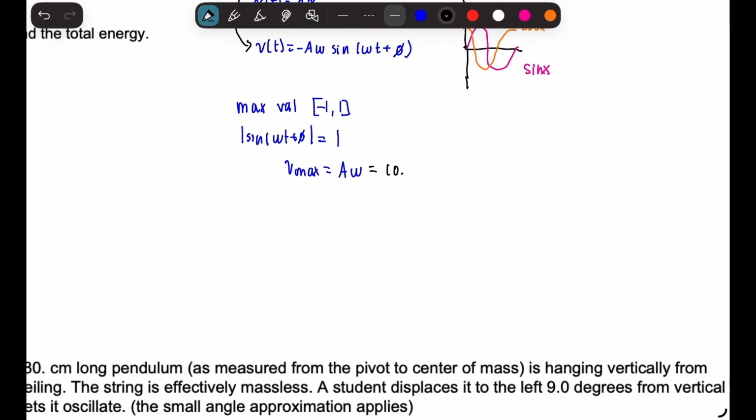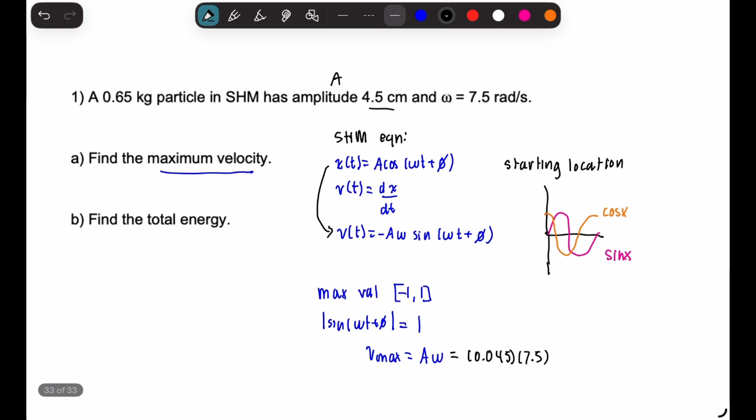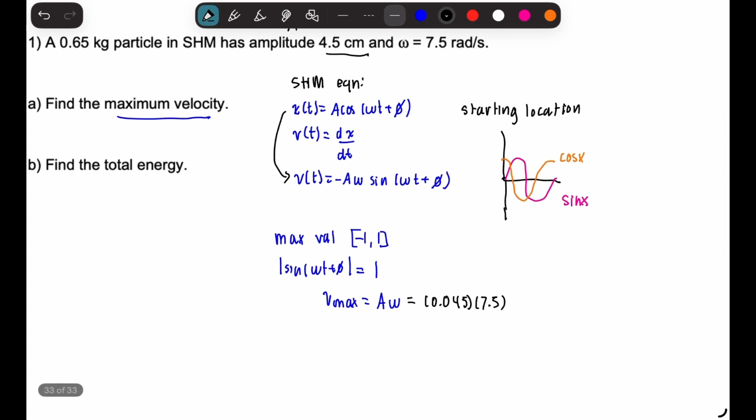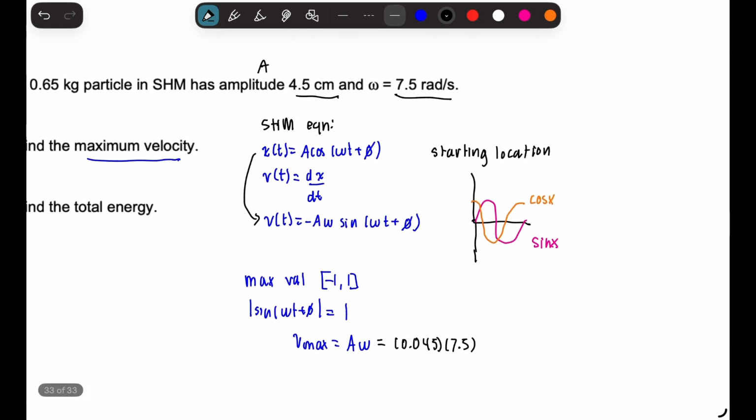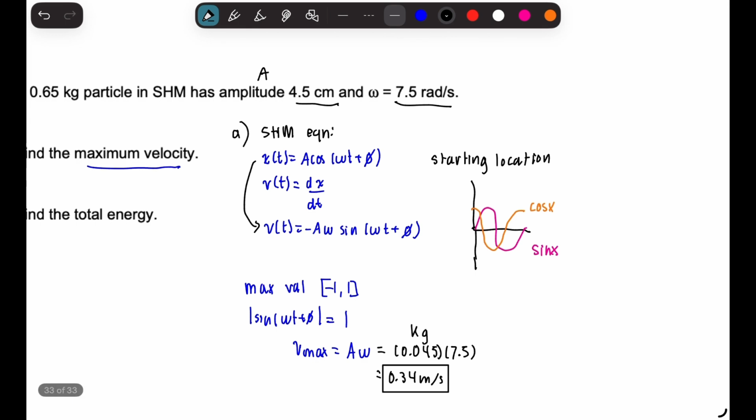You're just going to substitute in your values. You had 0.045 and 7.5 per second. Make sure that this is in meters because you want it to be in your standard units. And this is going to give you 0.34 meters per second as your Vmax, which is going to be your answer for part A.